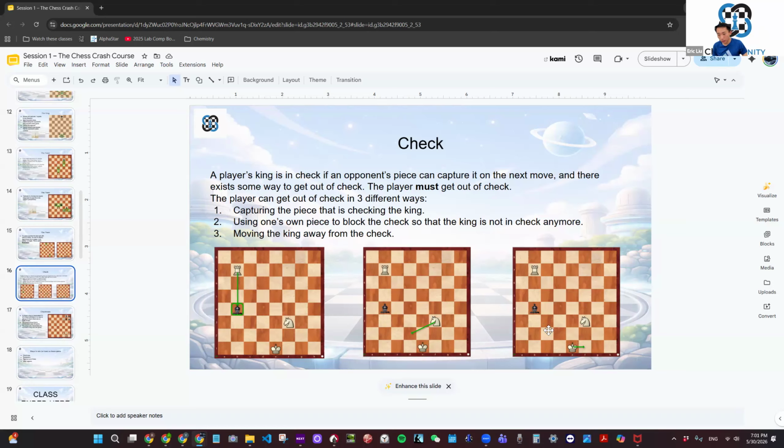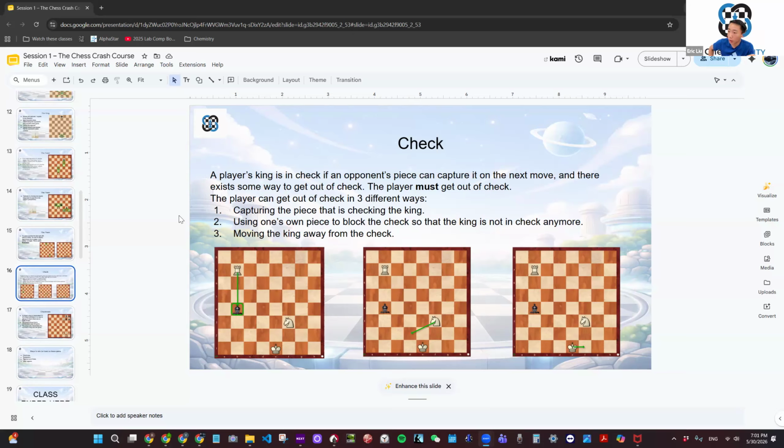And the third way to get out of check is just for the king to sidestep and move out of check. You see, this bishop is still attacking the king. The king can just move to f1, then it's out of check. So those are the three ways that the king can get out of check.